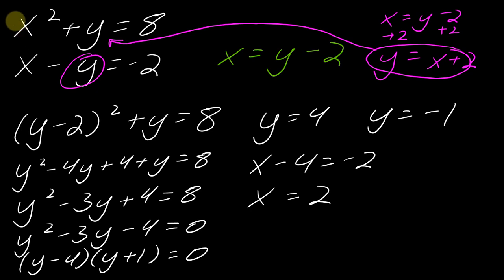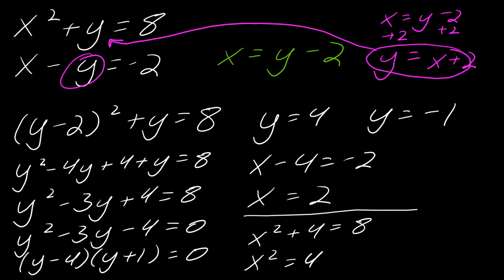What if I plugged the 4 into the first equation? Then I'd have x squared plus 4 equals 8. So then I could subtract off the 4 to get x squared equals 4. And then when I use the square root property, this would give me x equals plus or minus 2. So notice how this equation gave me one solution, this equation gave me two solutions for x. And this highlights why nonlinear systems are kind of a weird thing to work with.